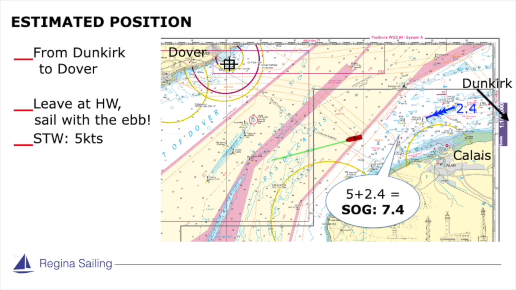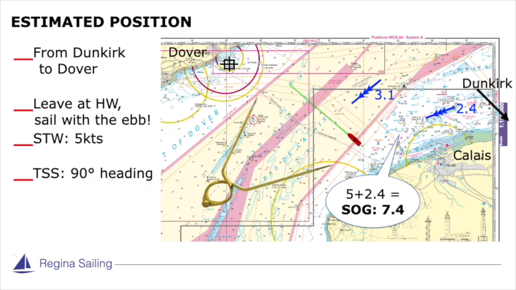And then you reach the traffic separation scheme and you know that here we have to cross at a right angle by heading. So there's nothing to discuss. To follow the collision regulations, you need to cross the traffic separation scheme at 90 degrees heading. Now the current has increased a bit because you started at high water. Actually, the current also increases in the middle of the English Channel. So that is 3.1 knots I have here as an example. That pushes you quite considerably to the side. So this is about 10 nautical miles, about 2 hours worth of sailing at 5 knots.